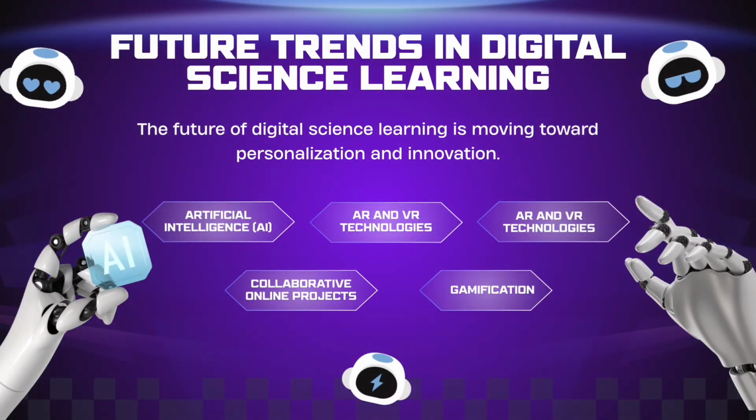Looking ahead, the future of digital science learning is becoming more advanced and exciting. One of the main trends is the use of artificial intelligence (AI). AI can personalize learning by identifying each student's strengths and weaknesses, then providing suitable tasks or feedback. Another trend is augmented reality (AR) and virtual reality (VR), which allow students to experience science in 3D environments. Gamification will also continue to grow by turning lessons into games. Students become more motivated to learn and solve problems in creative ways.